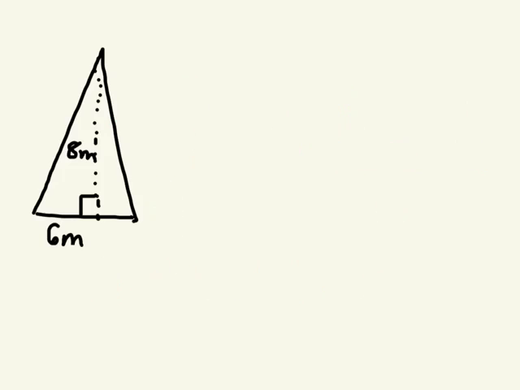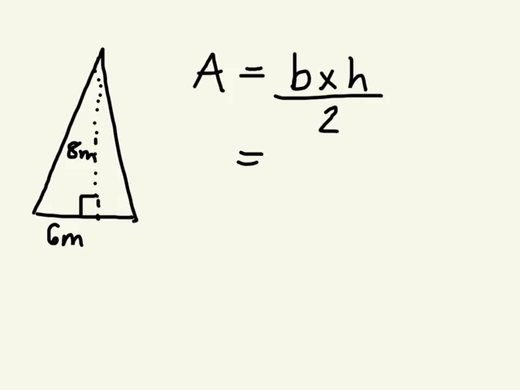For the first one, I want you to write every single time area equals base times height divided by 2, okay? Which is equal to, well in this one, what's the base? 6. Good. 6 meters. Good, and we leave the units till the end, okay, so we just put 6, and the height, 8 meters. Good, 8, divided by 2.